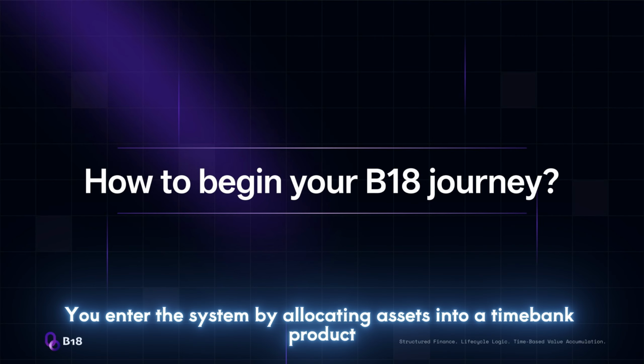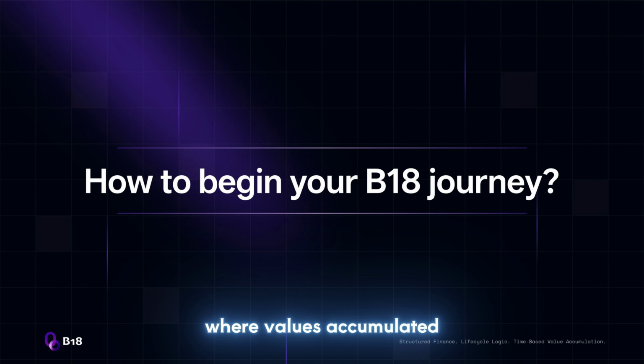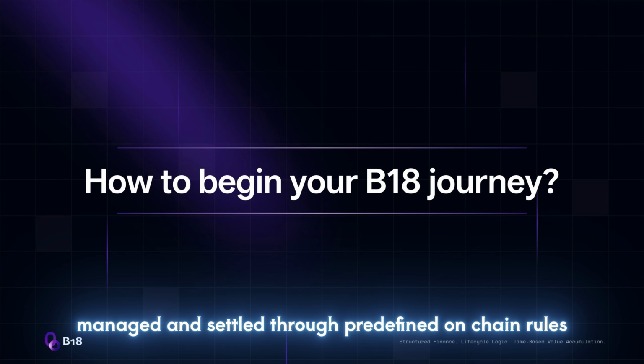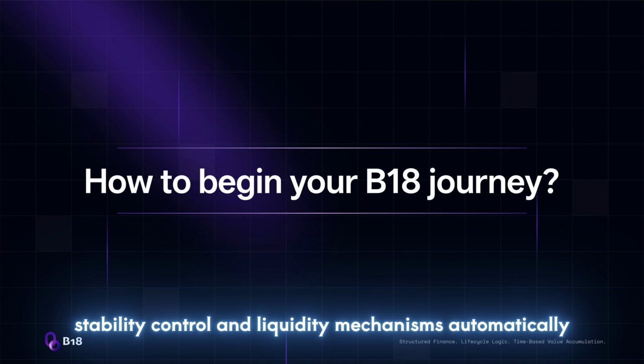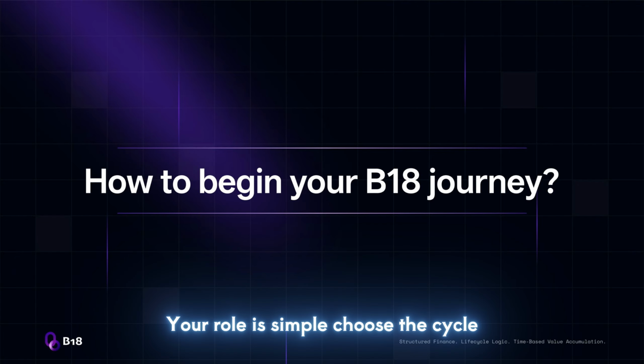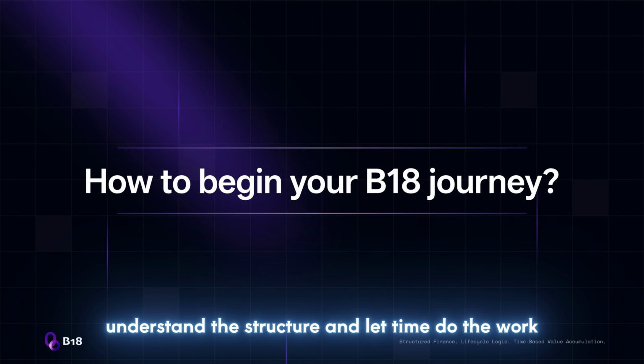You enter the system by allocating assets into a time bank product, where value is accumulated, managed, and settled through predefined on-chain rules. From there, B18 handles interest generation, stability control, and liquidity mechanisms automatically. Your role is simple: choose the cycle, understand the structure, and let time do the work.